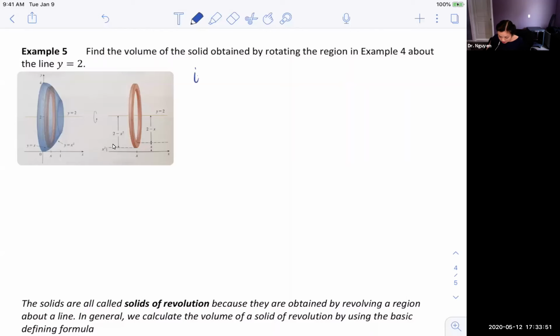So the inner is 2 minus x, because that one is closer to y equals 2, and the outer is going to be 2 minus x squared. By the way, these are just the radii. This is not the area. For the area, don't forget we have pi r squared. All right, so now let's take care of the area.